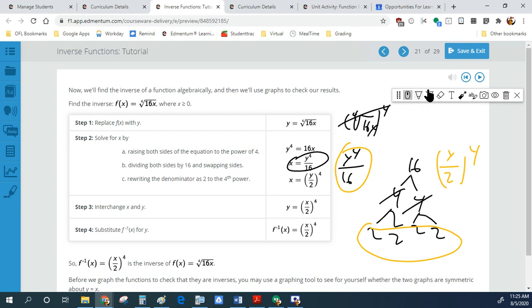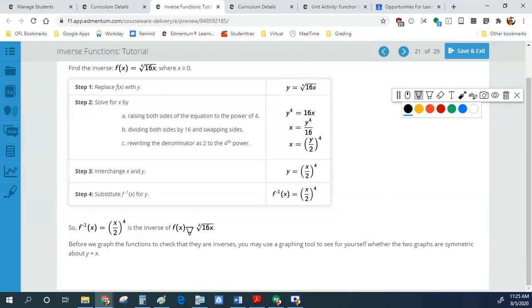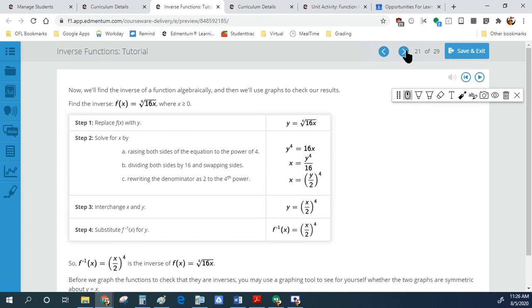So technically your answer could also be f inverse of x equals x over 16, all to the power of 4. It's the same thing. If you don't like doing this step, you don't have to. That's just another way of doing it. I feel like this step right here is a little complicated, in my opinion. So moving on.